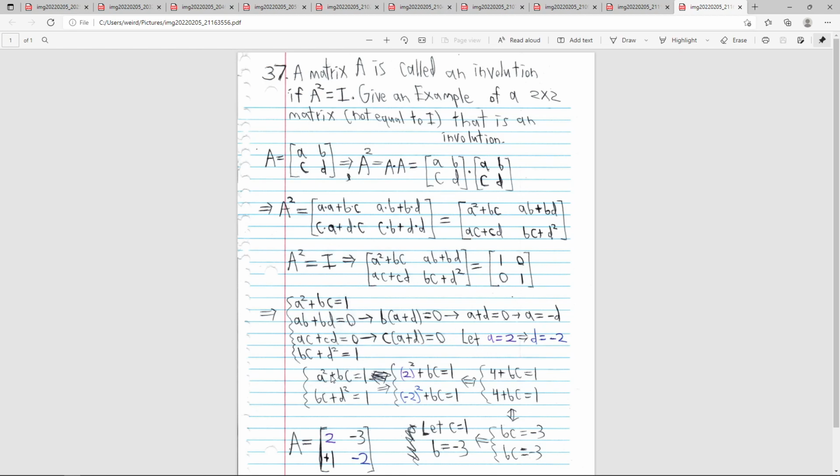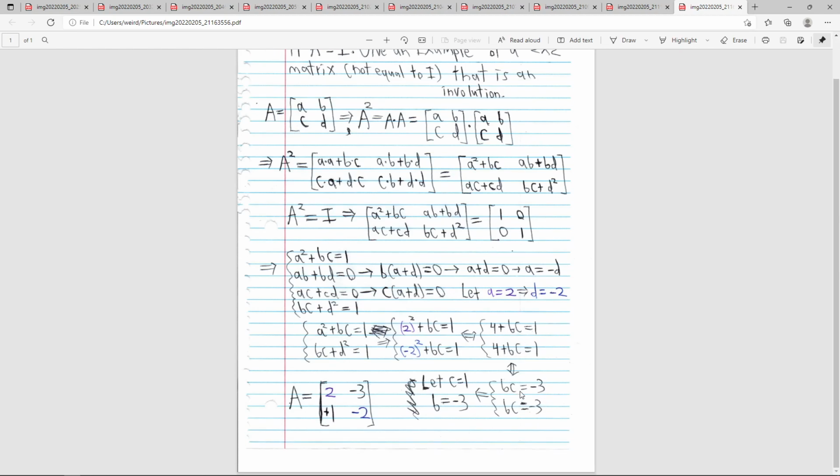So a squared plus bc equals 1, and bc plus d squared equals 1 is what's left. You can solve either one of these. What you'll get is 4 plus bc equals 1, or 4 plus bc equals 1. So bc equals negative 3, basically. Both equations simplify down to that. There's nothing more complicated. There's nothing to solve really.